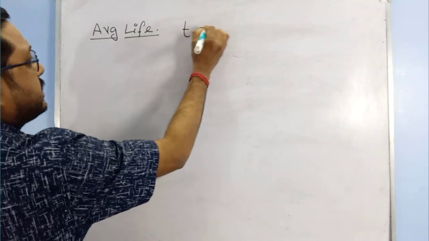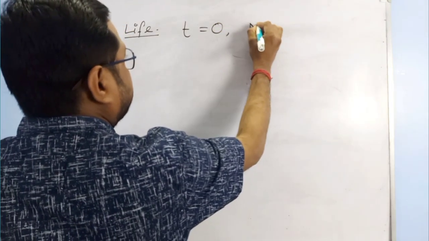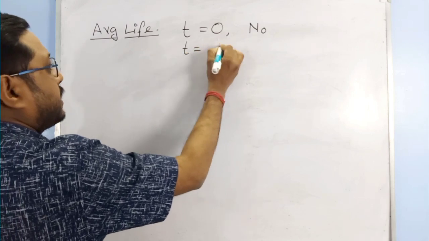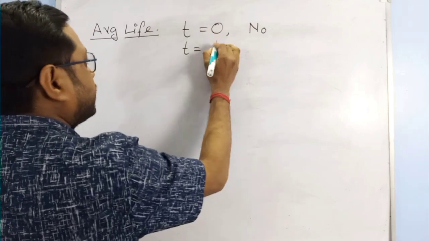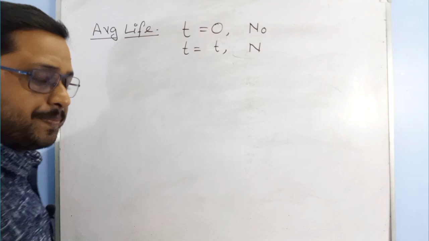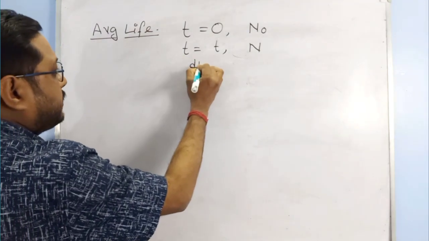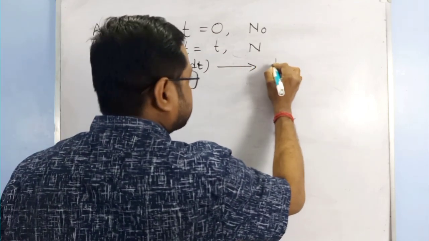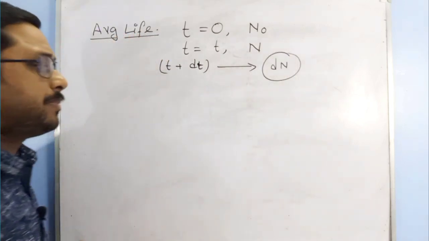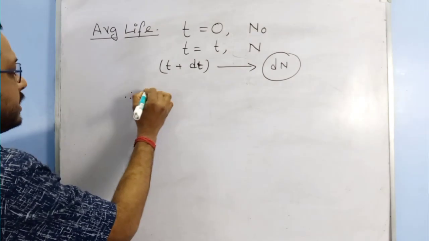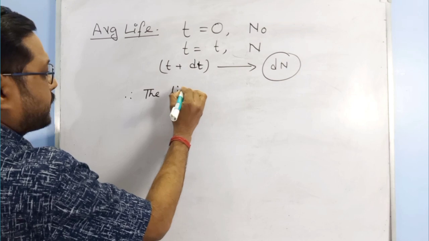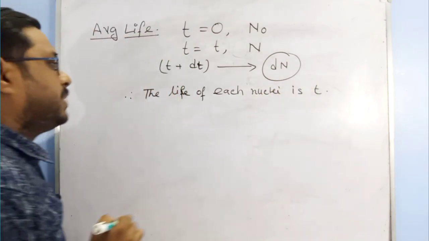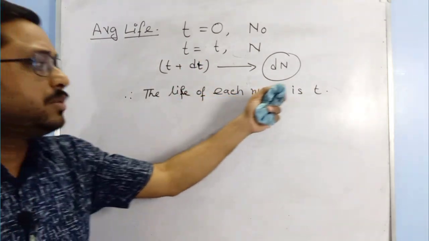Suppose at time t equal to 0, the number of nuclei present in the radioactive sample is N0, and at time t equal to t, the number of undecayed nuclei is N. So, in time t to t plus dt, if dN radioactive nuclei decay, we can show that the life of each nucleus is t, because dt is very small. So, we can say that the life of each nucleus is t.